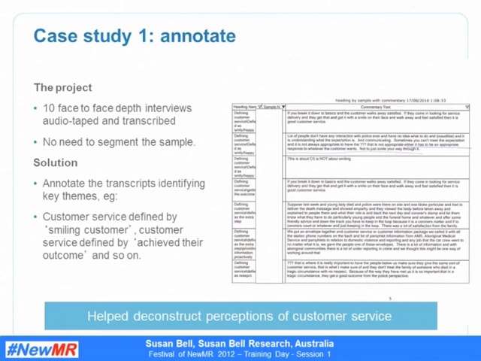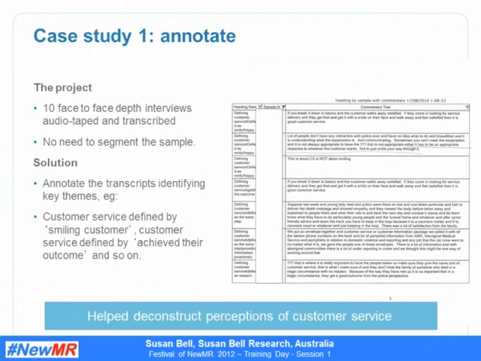I didn't need to segment the data, so I only had 10 people after all. So what I was really, really interested in was the detail of what customer service was to the people that I was interviewing. So what I needed to do was to go through the transcripts and annotate all the different versions of customer service. Some people thought they delivered good customer service by smiling at people. Other people thought they delivered good customer service by making sure that the person had achieved their outcome. And there were other different versions of that.